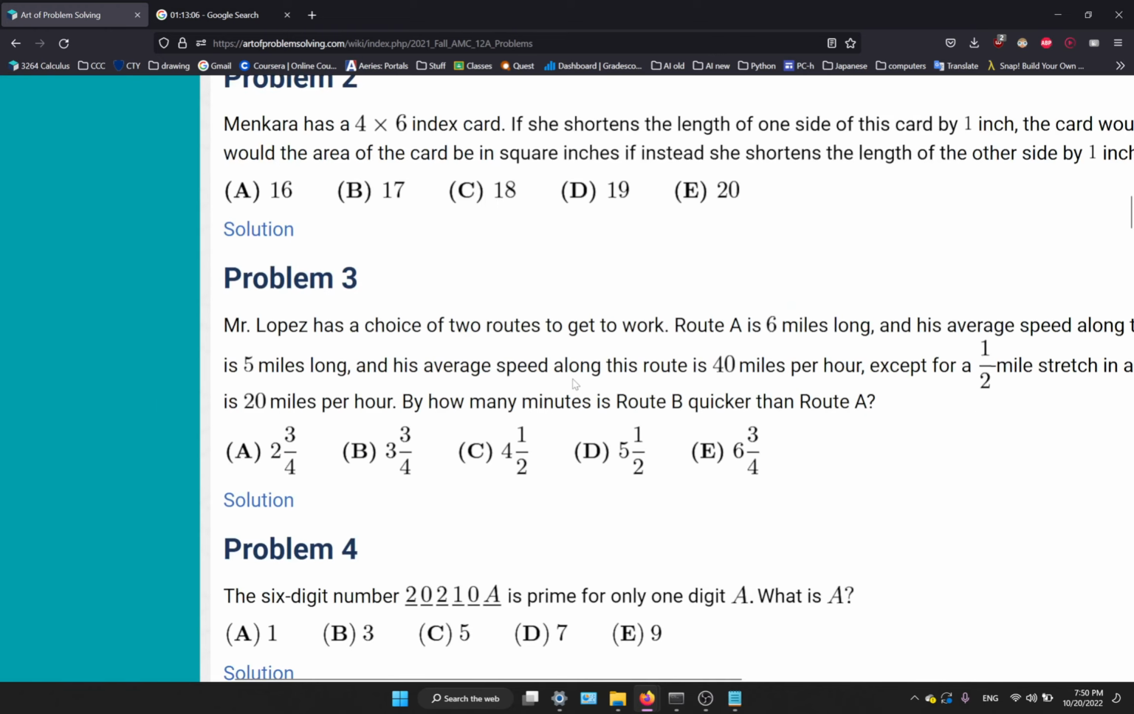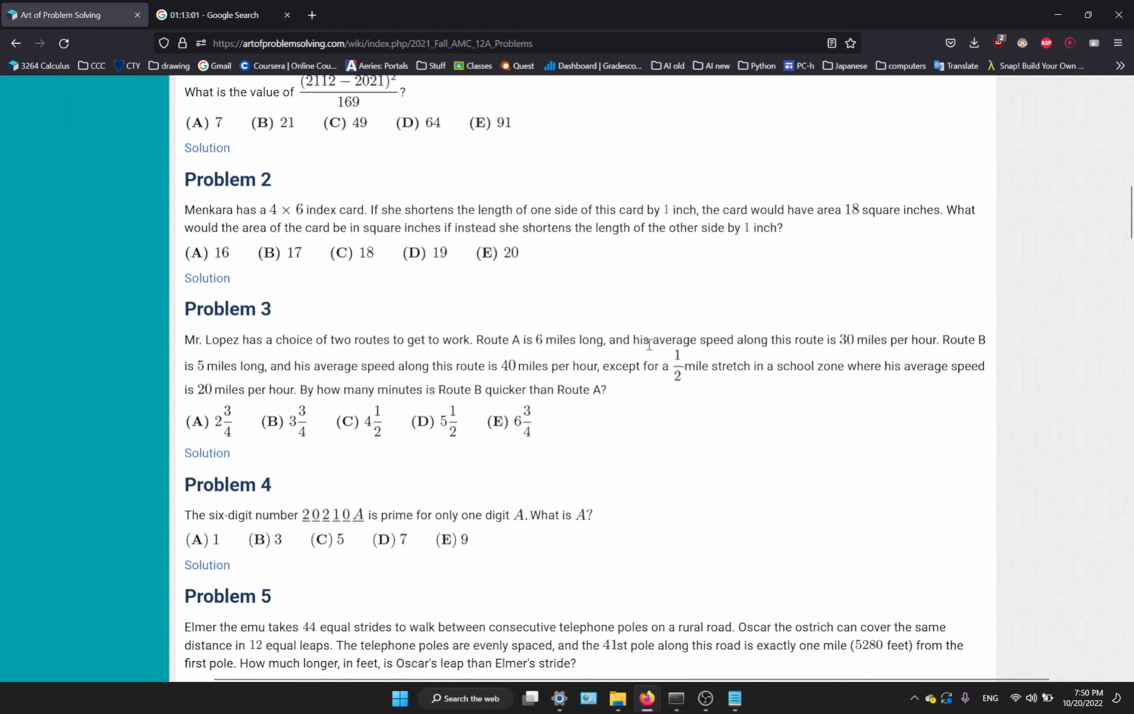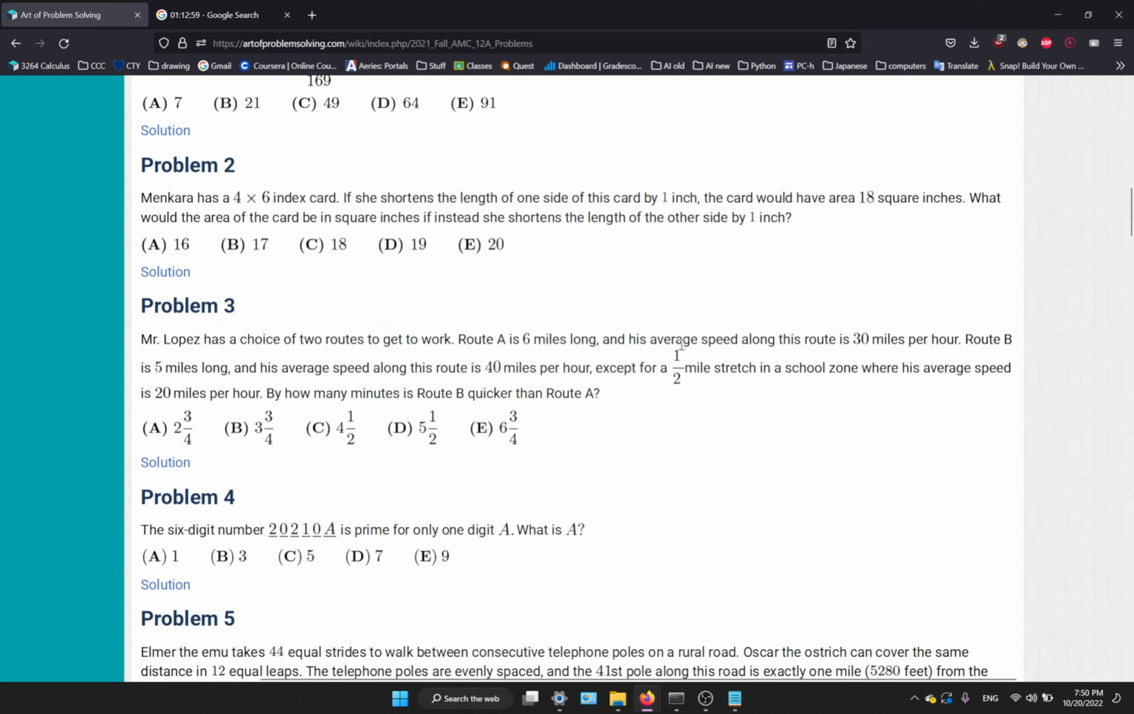Mr. Lopez has a choice of 2 routes to get to work. Route A is 6 miles long and its average speed along this route is 30 miles per hour. Route B, 5 miles, and the average. Oh, I'm on the wrong question. My bad. I'm tripping today.